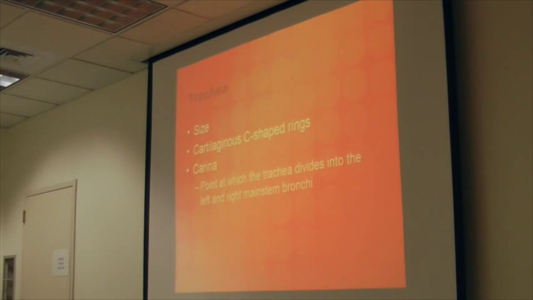The trachea ends at the carina, and the carina is the point at which the trachea divides into the left and right mainstem bronchi. We talk about the carina a lot. We say, okay, when you pass the suction catheter, push it down until you hit the carina. So you think the carina is this landing area, but it's not. It's just a bifurcation where the left and right mainstem bronchus branch off from the trachea.